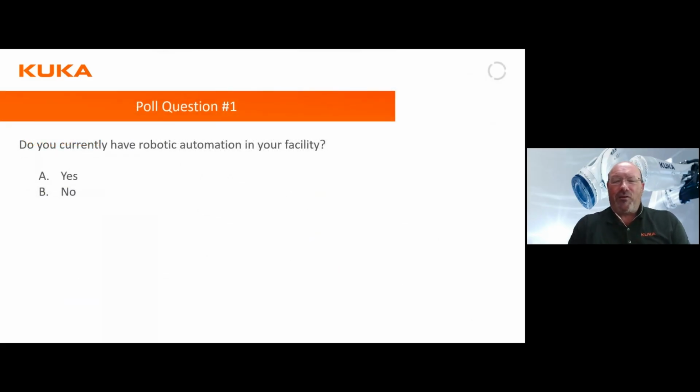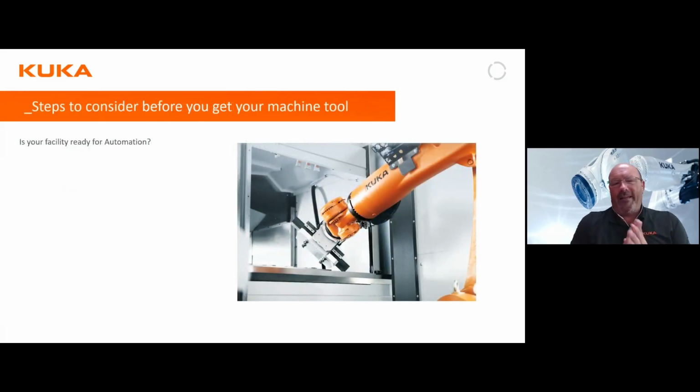So this brings us to our first poll question for the webinar. I'll give this a little bit of time for everyone to answer. So do you currently have robotic automation in your facility? It could be 10 days or 10 years old. We're just trying to get a sense of how many people on today's call currently have robots in their facility. All right, so we'll get moving along here. Continue to answer that poll. It should still be active for a while.